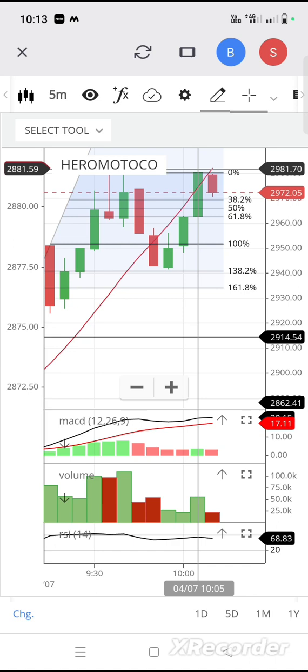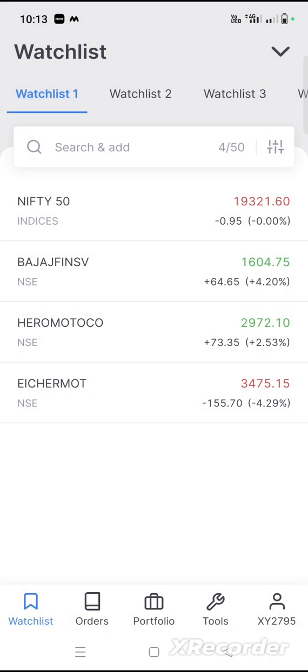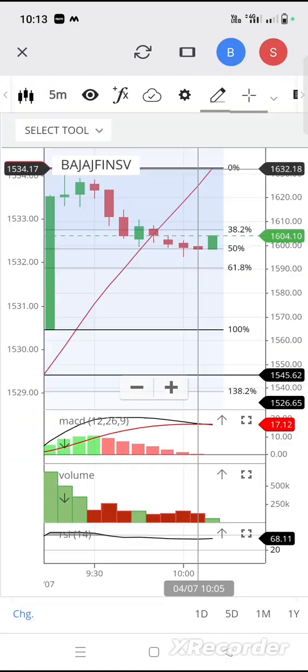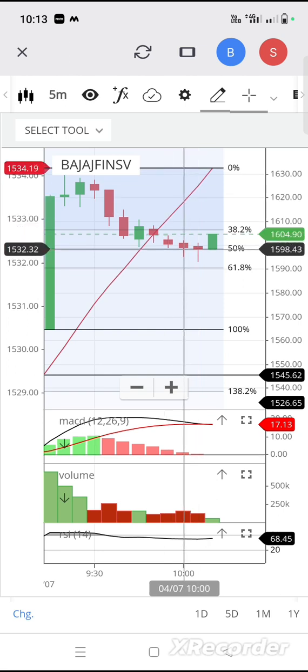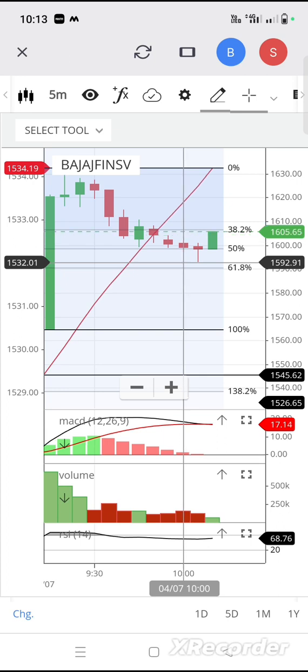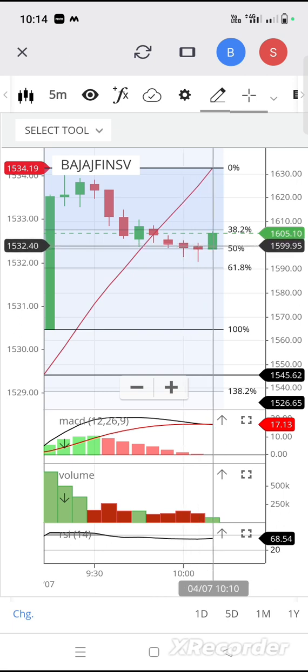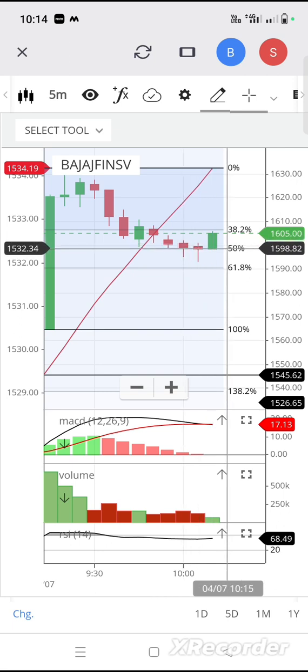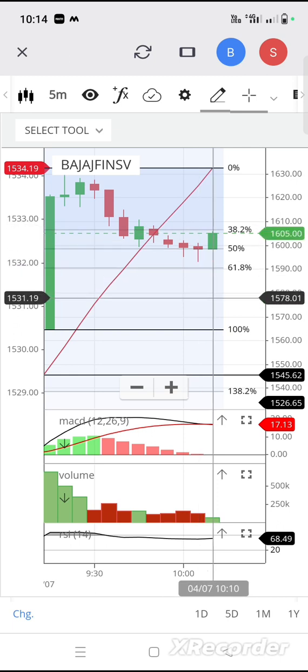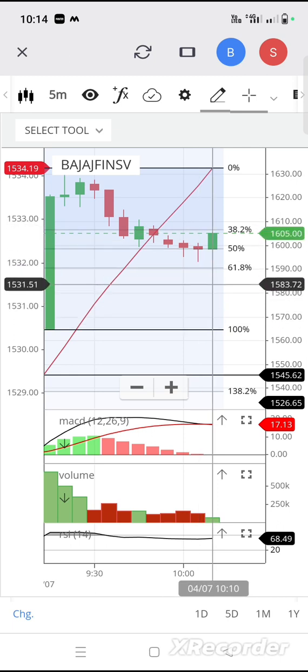So meanwhile I am still looking for Bajaj Finservice. So it is taking support at 1592 or 93. So it's taking a pullback from here, and we'll see whether it will sustain or again from here it comes down. We'll look for downside only.